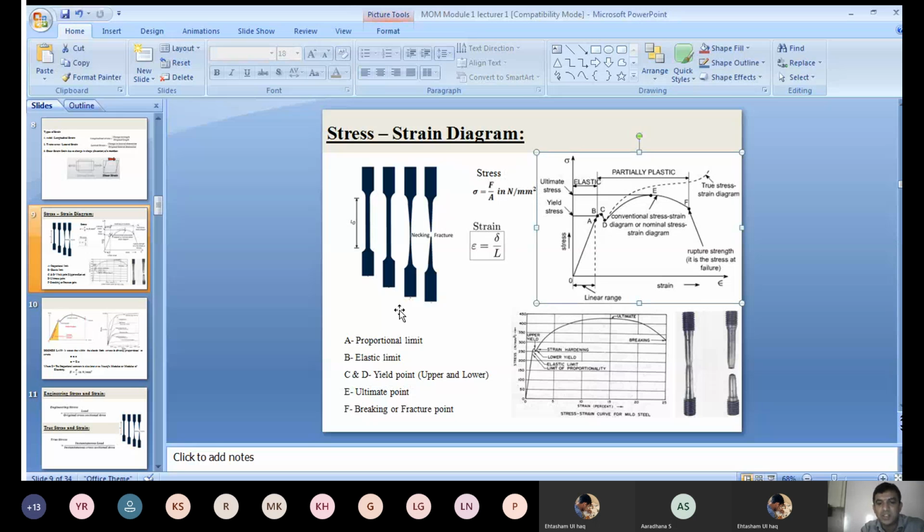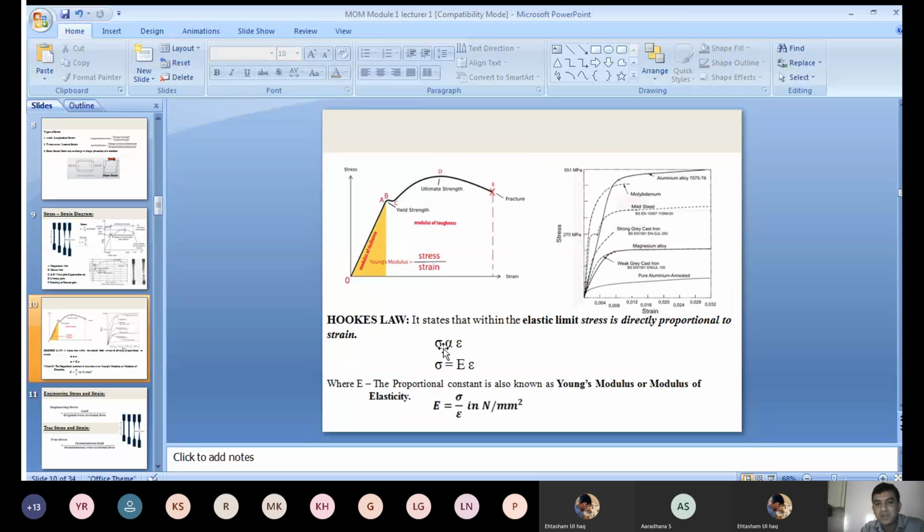Next we discussed Hooke's law. Within the elastic limit, stress is directly proportional to strain. In order to remove the proportionality, we need a constant. That constant is Young's modulus, or the modulus of elasticity, which is the ratio of stress to strain. Its unit is Newton per millimeter square.